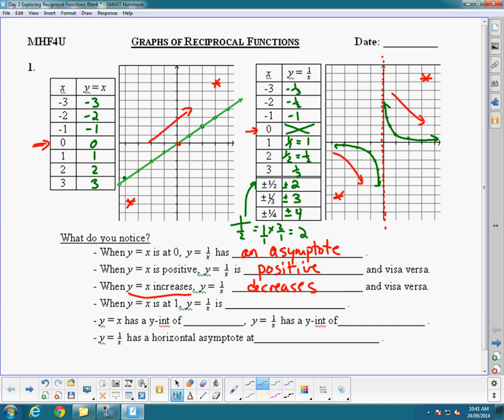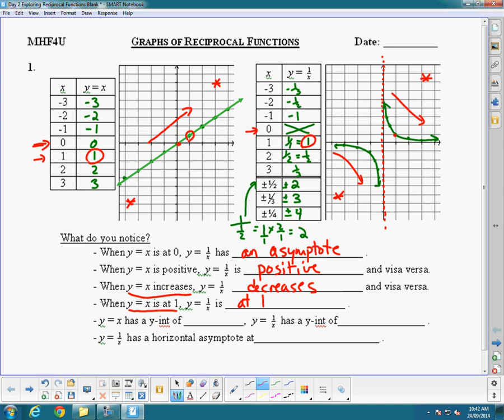What about when y equals x is at 1? Well, guess what? At 1, you end up with 1. What's the reciprocal of 1? 1 over 1, which is just 1. So these points still stay the same. So when the original is at 1, the reciprocal is still also at 1. Same with the negatives. If it's at -1, the reciprocal is -1.